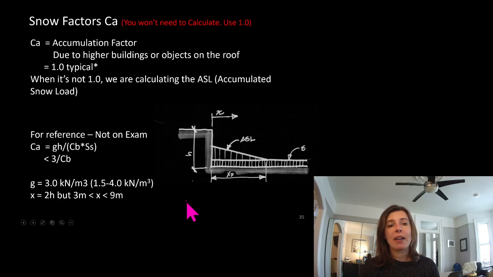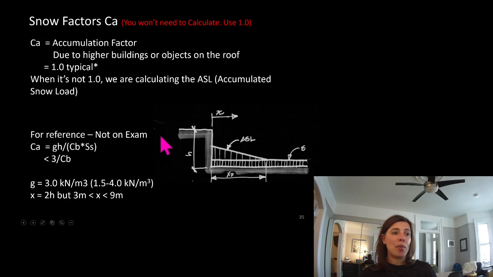There is one more factor, and it is the accumulation factor, and it is very, very important, but it is very complicated to calculate, which means I can't reasonably make you do it in this course. But it is heavily important that you know it exists. You don't need to calculate it; you're going to use 1 as your accumulation factor. The accumulation factor is due to higher buildings or objects on your roof. When it's not 1, we're calculating the ASL, or the accumulated snow load factor.